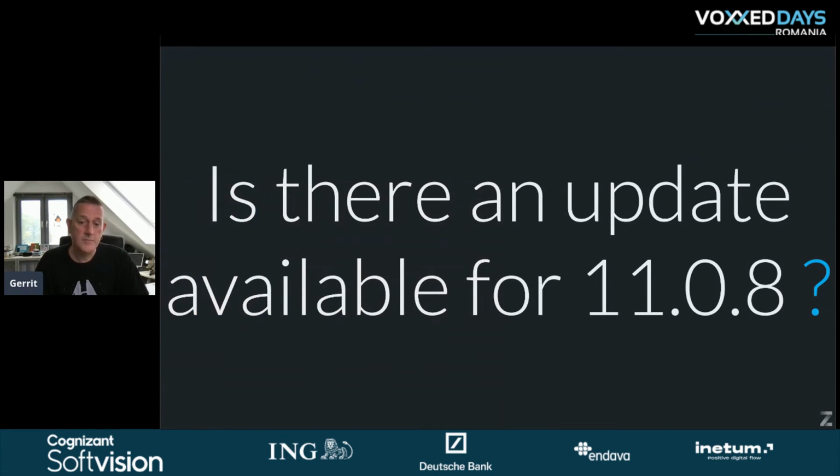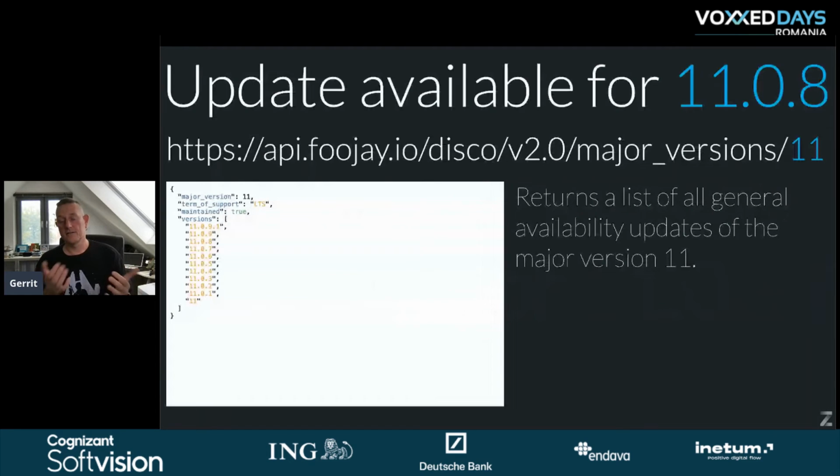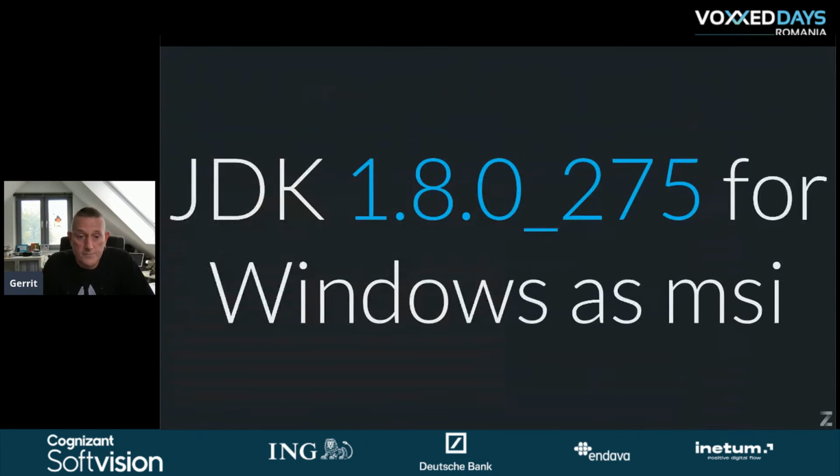Or is there an update available for 11.0.8, right? This is easy because you can just ask for the major versions, and then you see in the list of versions that there is, for example, in this case, 11.0.9.1. So it's not only one update, but even two in this case. Right, so you can do stuff like that.